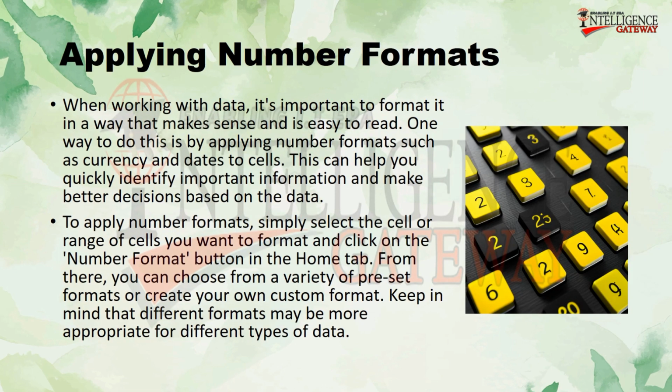Applying number formats. When working with data, it's important to format it in a way that makes sense and is easy to read. One way to do this is by applying number formats such as currency and dates to cells. This can help you quickly identify important information and make better decisions based on the data. To apply number formats, simply select the cell or range of cells you want to format and click on the Number Format button in the Home tab. From there, you can choose from a variety of preset formats or create your own custom format. Keep in mind that different formats may be more appropriate for different types of data.